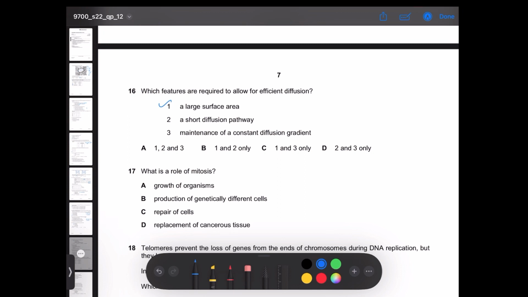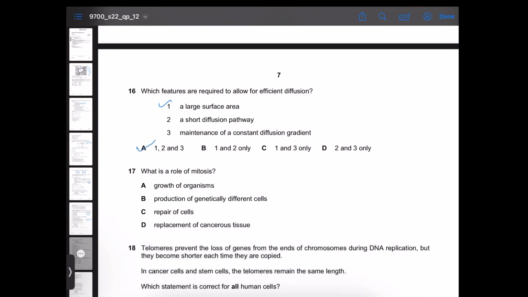That is why it diffuses easily and more rapidly, and maintains a constant diffusion gradient. The gradient is required to be maintained, because if there is no diffusion gradient, then the oxygen won't diffuse in the correct direction, because diffusion occurs from higher concentration to lower concentration. So it will be A.